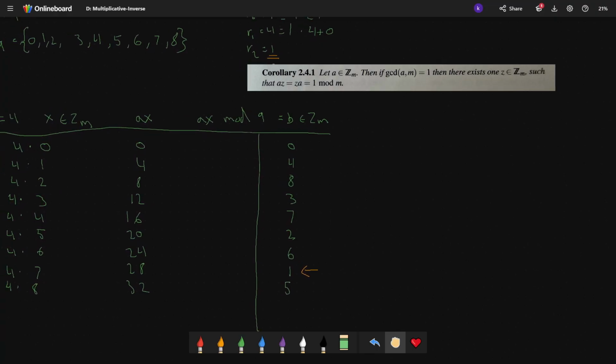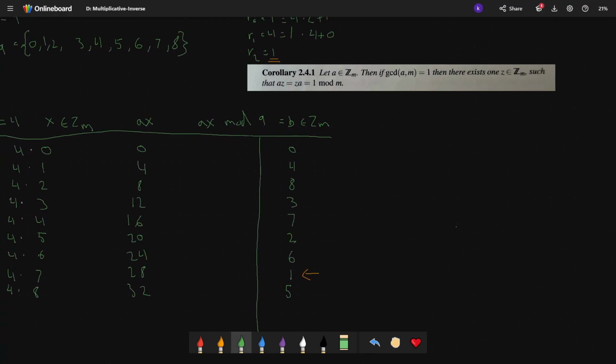So just to write up that finally, what we have is A multiplied by C is equal to C multiplied by A, which is equal to 1 mod M. And for our example, that was 4 multiplied by 7 is equal to 7 multiplied by 4, which is equal to 1 modulo 9.